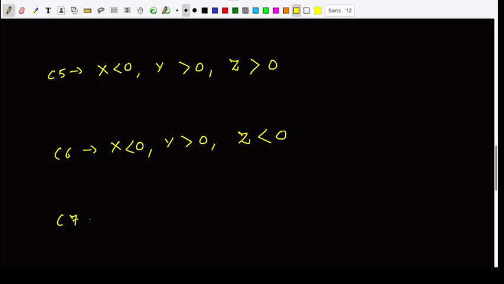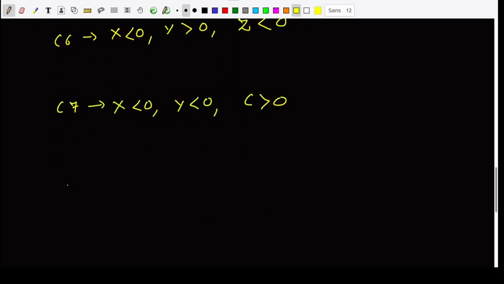7th case, x is less than 0, y is less than 0 and z is greater than 0. And the final, which is the 8th case, is basically x is less than 0, y is less than 0 and z is also less than 0.